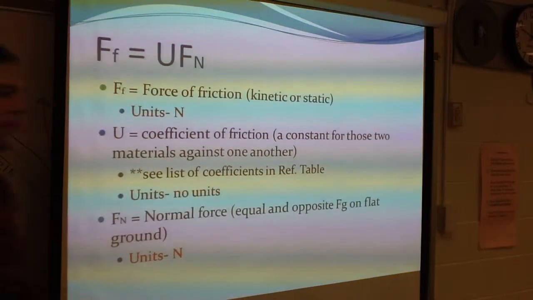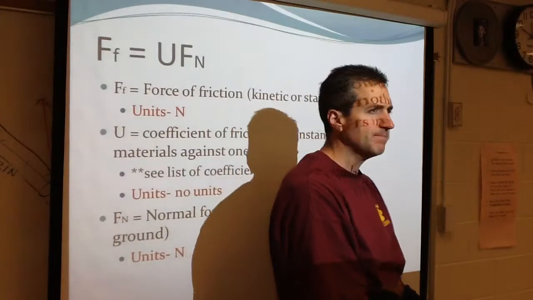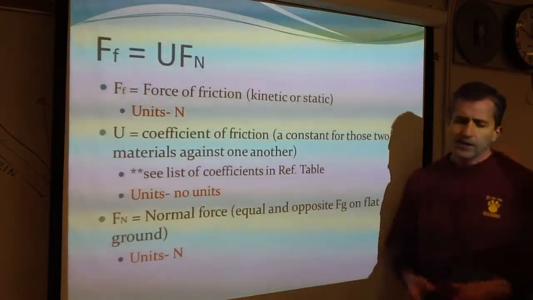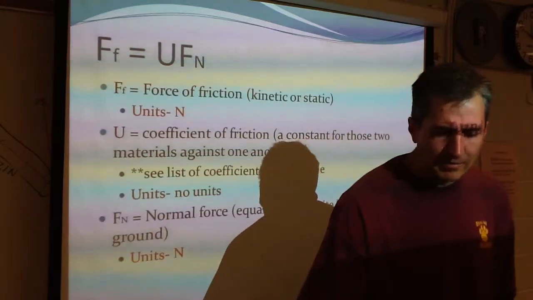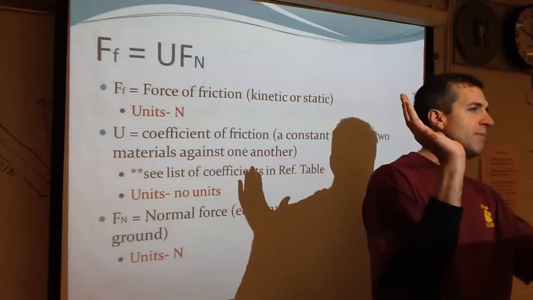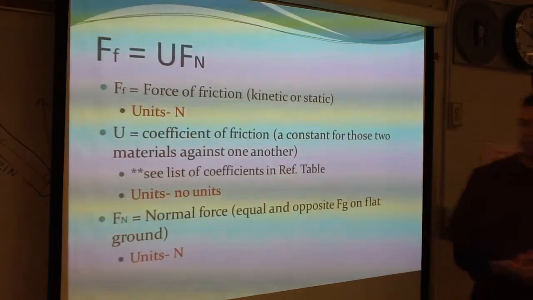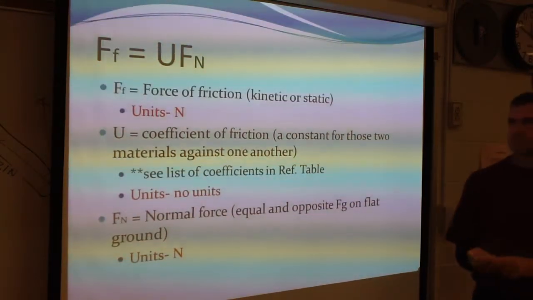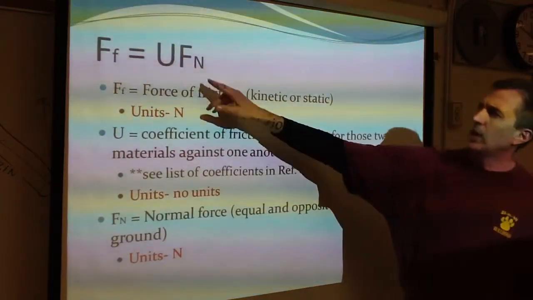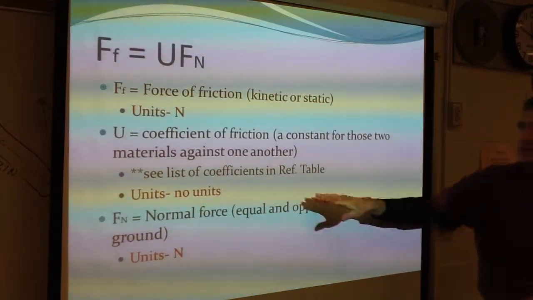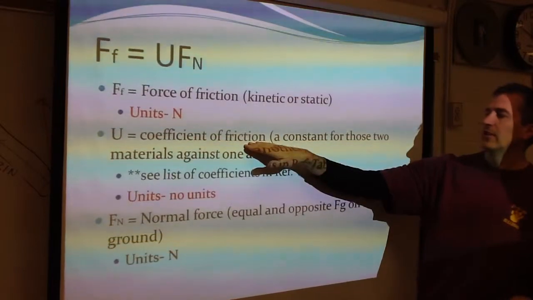Now we learned yesterday, what was F_n? Thinking back, it was normal force. It's like my book's sitting on the table. The table must be holding my book up. If the table's holding my book up, it's supplying the normal force. The mu, though, we haven't talked at all about yet, and it's called a coefficient of friction.